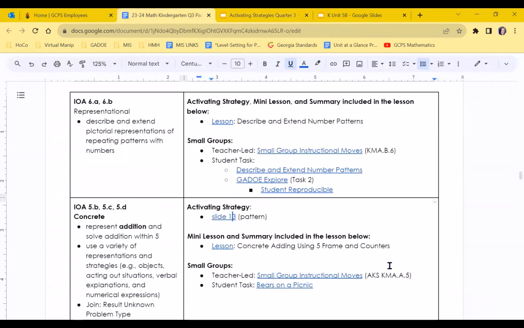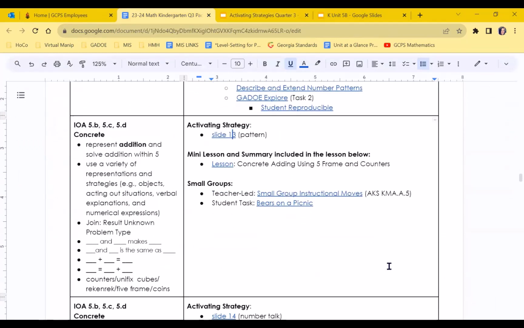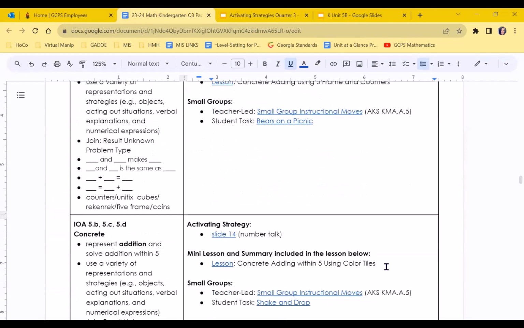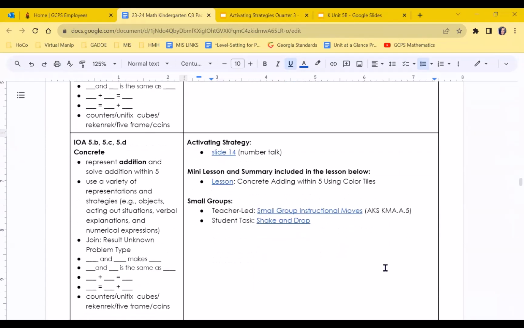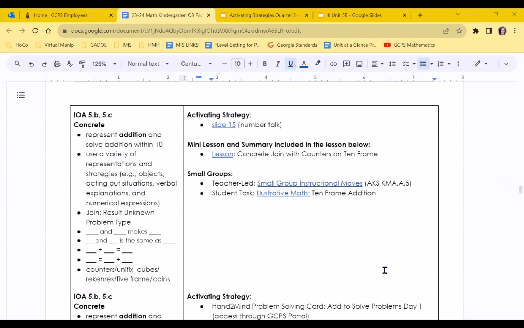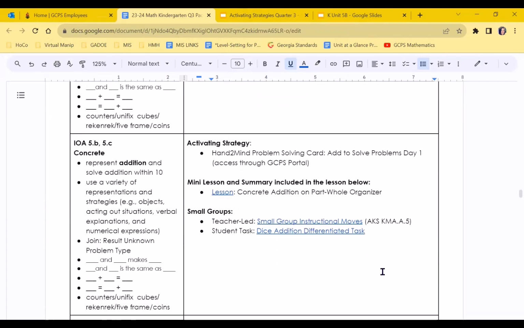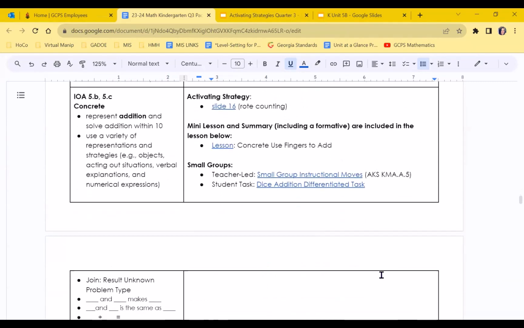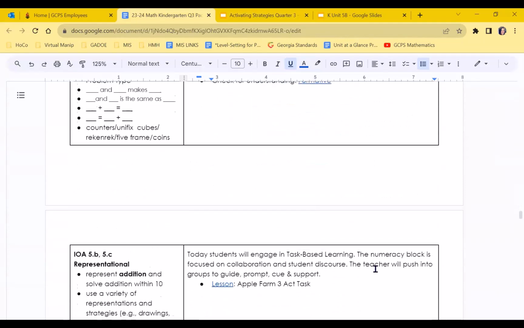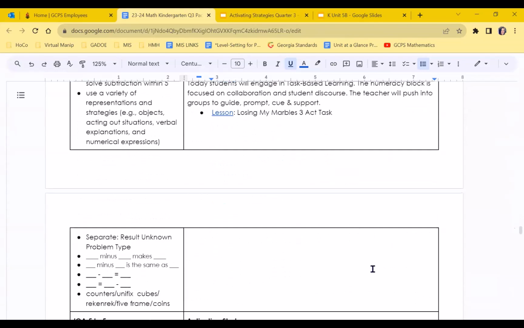The unit will then shift focus to IOAs 5.B, 5.C, and 5.D as students are introduced to addition and subtraction. Students will begin learning what it means to add, specifically with joining problems with the result unknown. The pacing guides suggest about 8 days, with 5 of those being at the concrete level. The pacing then shifts to subtraction with the same pacing, about 5 days at the concrete level, followed by about 3 days at the representational level.